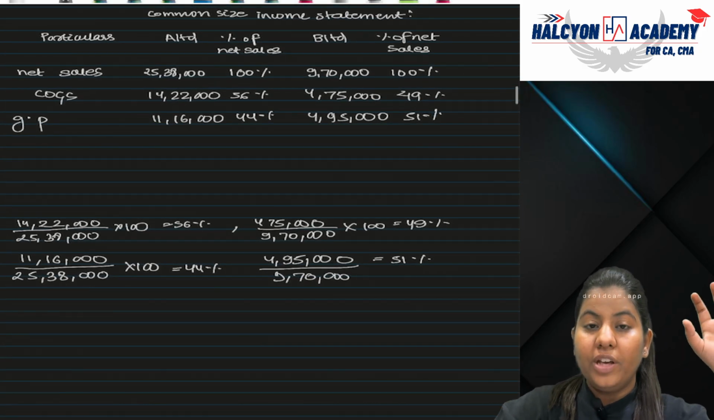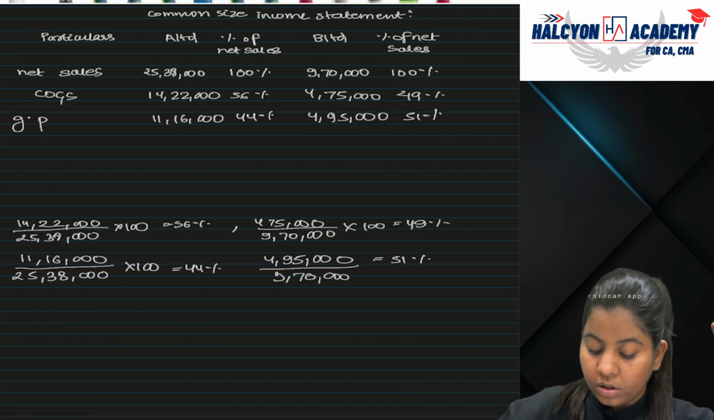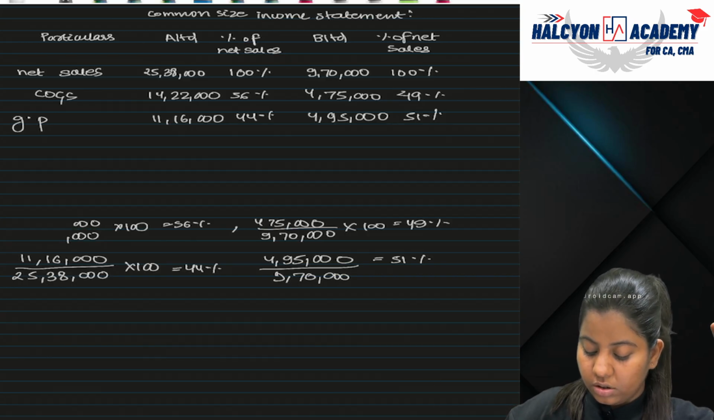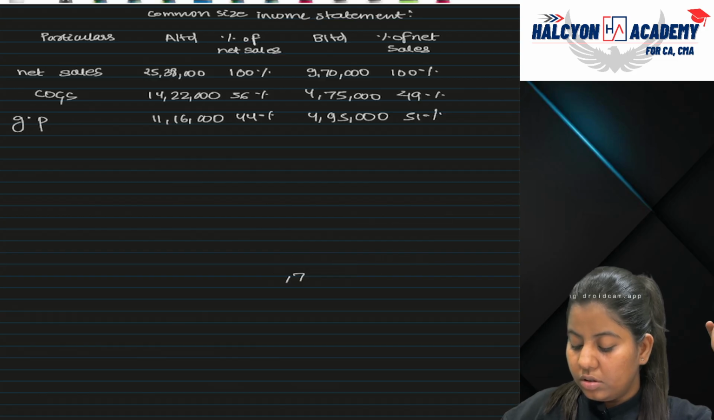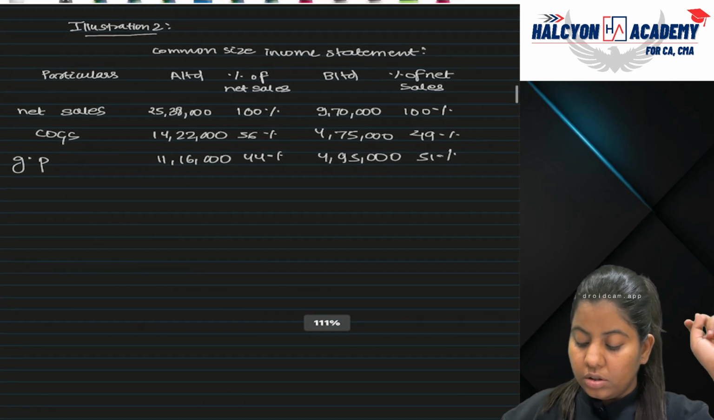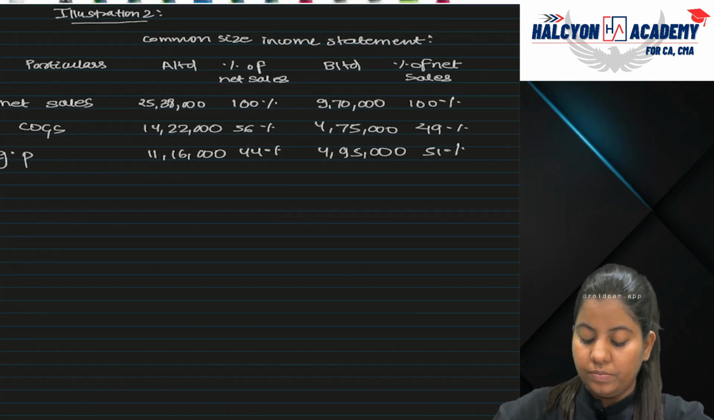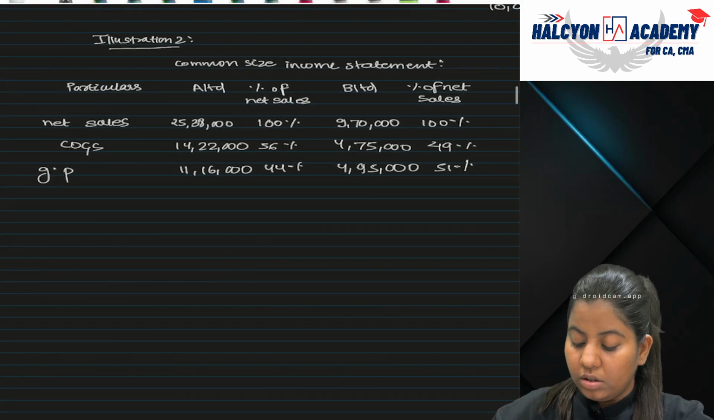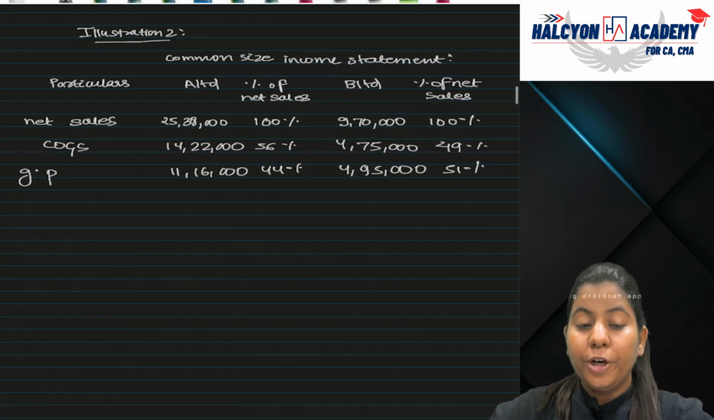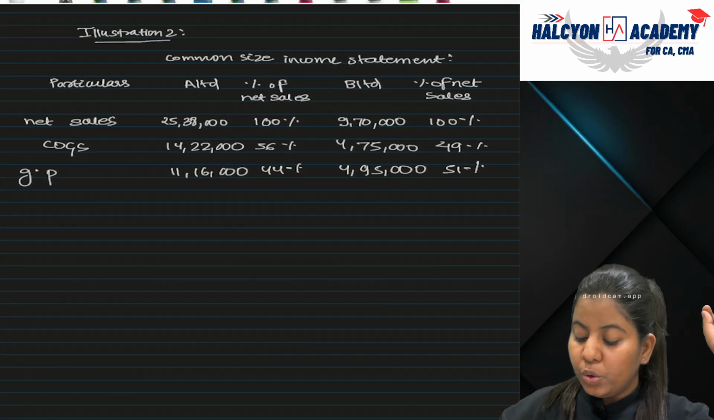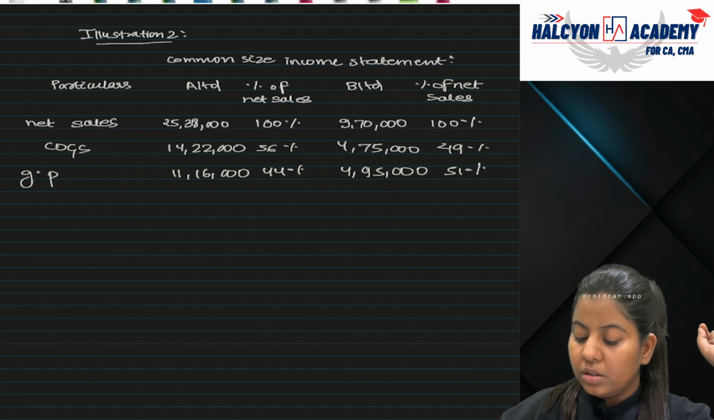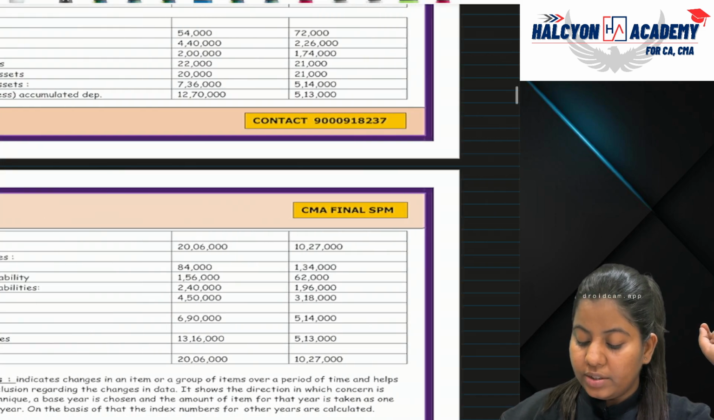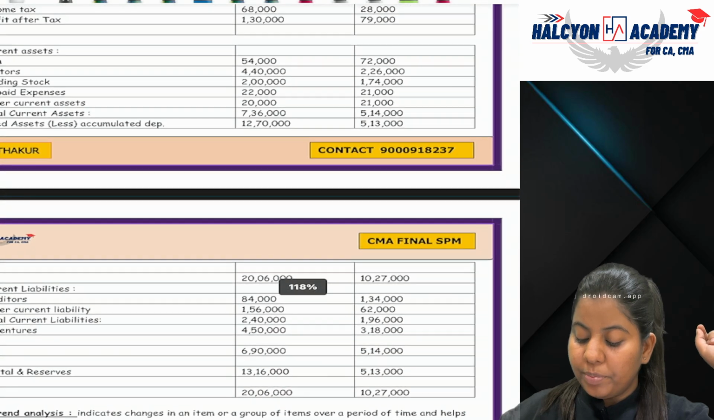So this is how we have to do. I am going to do it for A Limited. You have to do B Limited by yourself. Try to do it on your own.